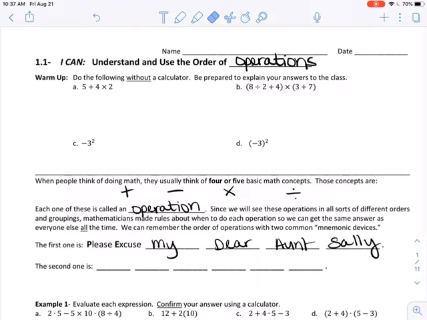All right, for A, your answer should be 13. For B, your answer should be 80. For C, this one's a little weird. You would think it's -3 times -3, but order of operations means we should actually do exponents first. So this would be -3 squared, which is -9. For D, it's -3 times -3 because you do the parentheses first, and that equals +9.